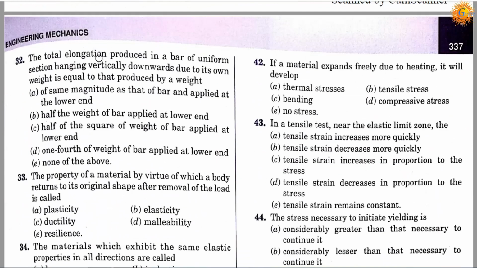Question number 32. The total elongation produced in a bar of uniform section hanging vertically downwards due to its own weight is equal to that produced by a weight: option A, of same magnitude as that of the bar and applied at the lower end; option B, half the weight of the bar applied at the lower end; option C, half of the square of the weight of the bar applied at the lower end; option D, 1/4 of the weight of the bar applied at the lower end; and option E, none of the above.